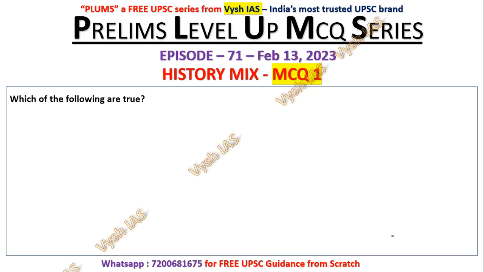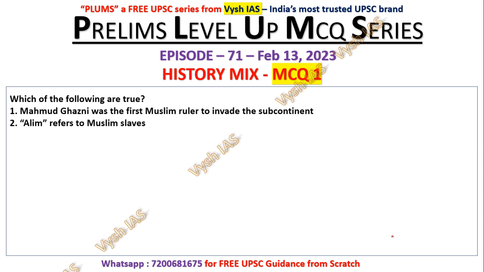Question number one, which of the following are true? One: Mahmud Ghazni was the first Muslim ruler to invade the subcontinent. Two: Alim refers to Muslim slaves. So these are mentioned in your NCERT. Options: neither one nor two, one only, two only, both one and two. Which of the following are true?